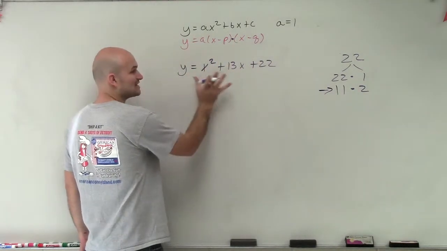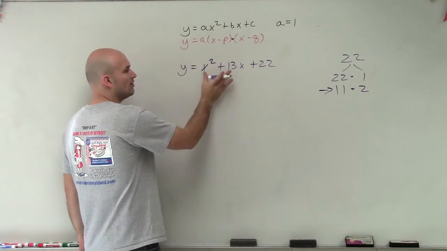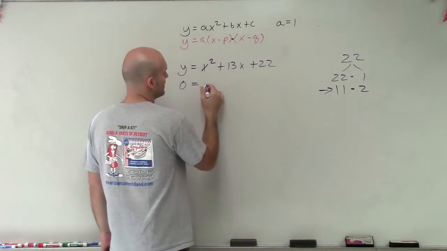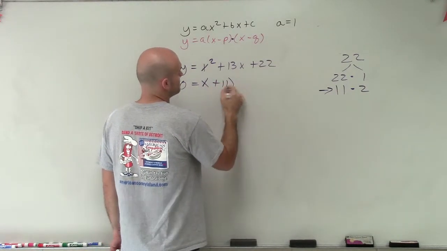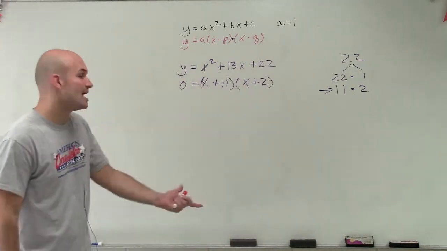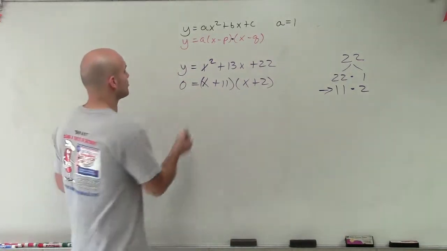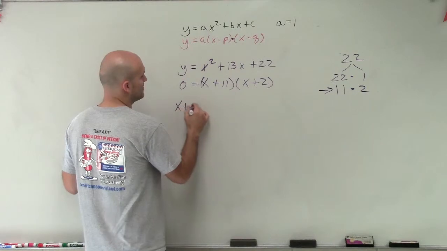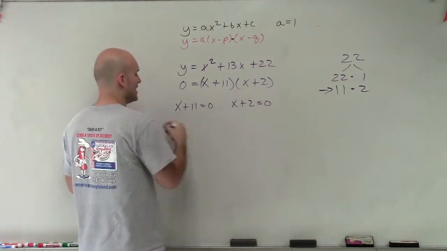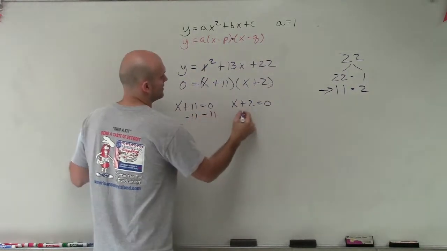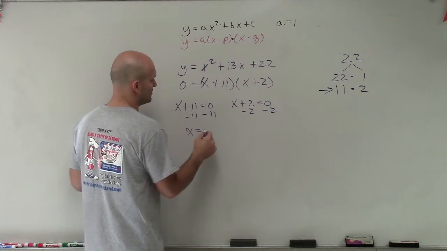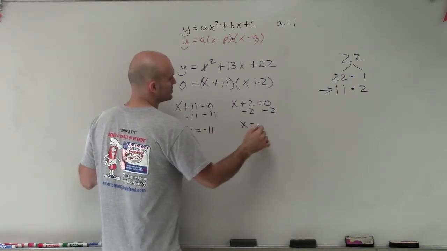So now we're trying to solve this equation. We want to solve for the values of x when y equals 0. So I set it equal to 0, and therefore I get (x + 11)(x + 2). Now I have a product equal to 0. I can apply the zero product property by setting both of them equal to 0. Then I solve for x. Now these are the values of x when y, or my output value, is equal to 0.